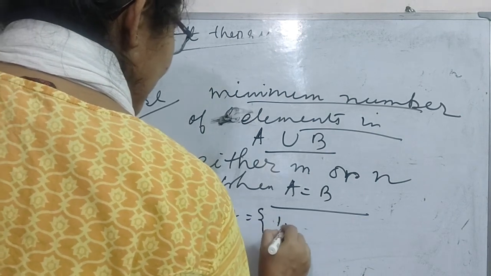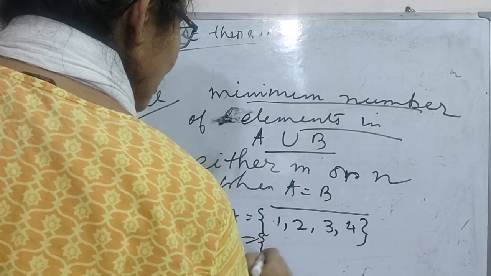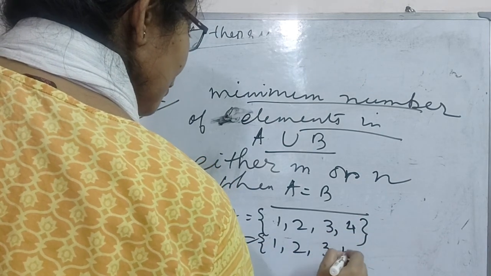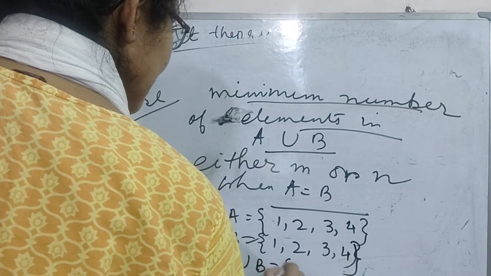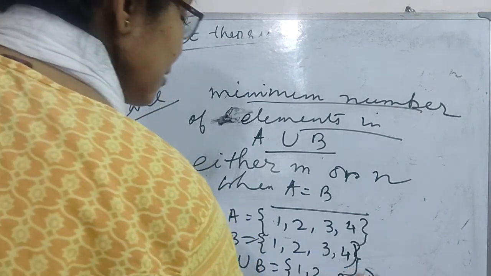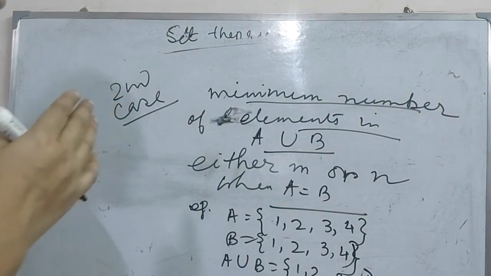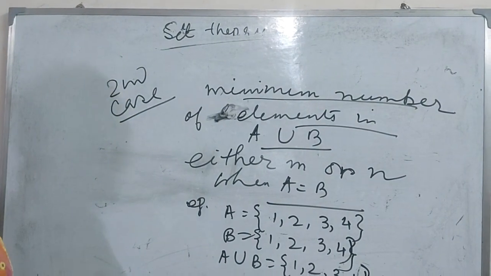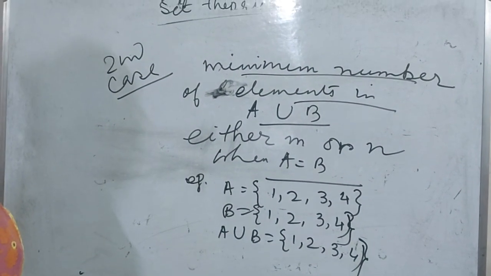if A equal to 1, 2, 3, 4 and B equal to 1, 2, 3, 4, then A union B is equal to 1, 2, 3, 4, that is, the number of elements is 4 in A, B and A union B. So, this is the minimum number of elements in A union B. Okay, thank you.